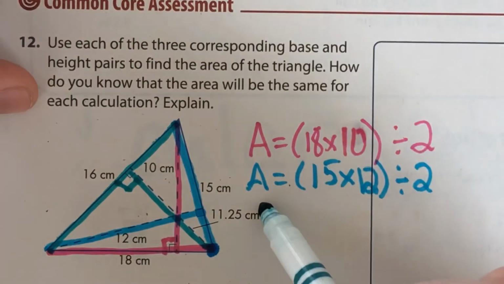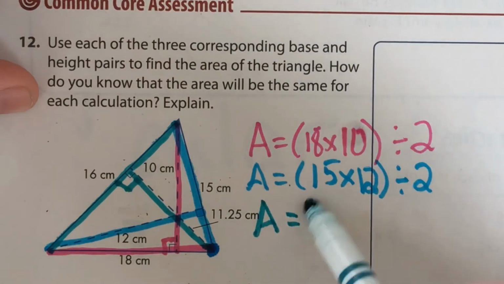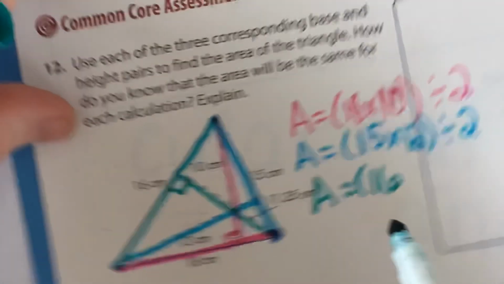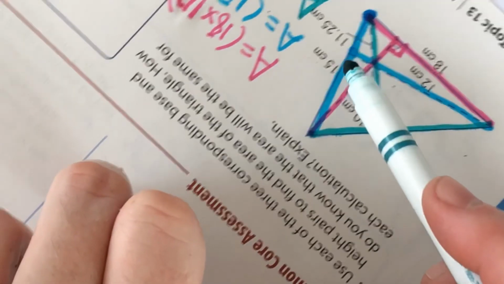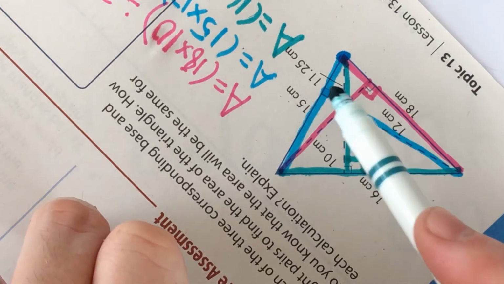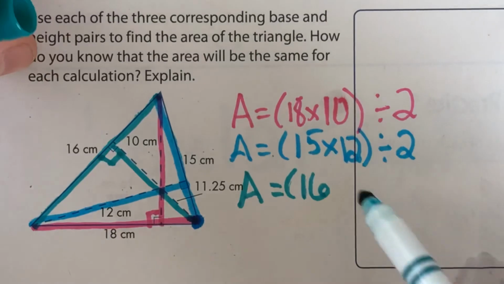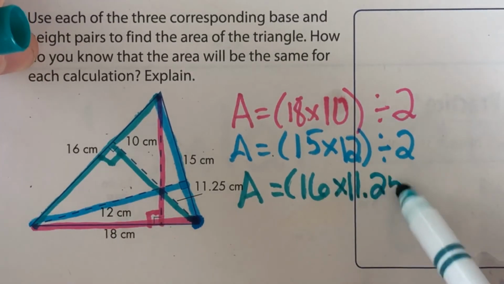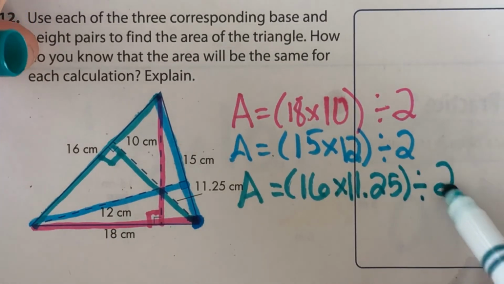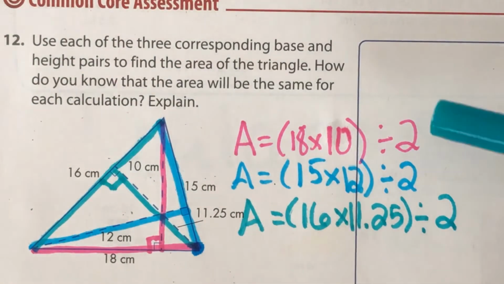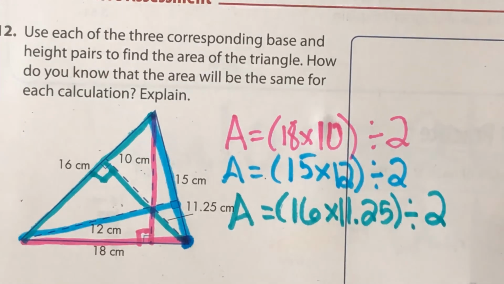So another way we can write the area is area equals 16, okay, times, oh, but that's actually not 10, I'm sorry. That is 11 25/100. They have a line pointing to it. So 16 times 11.25 divided by 2. All right? So if we were to solve all three of these equations, we would get the same exact area.